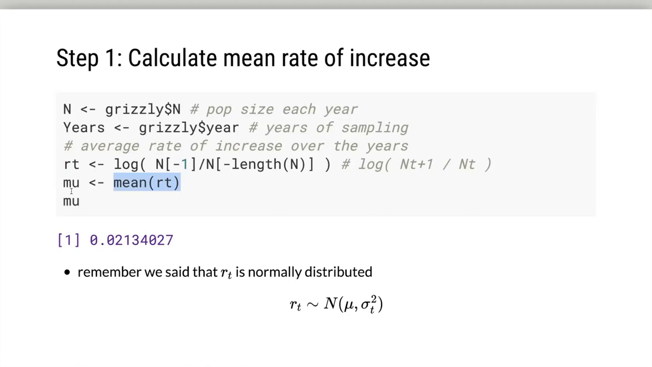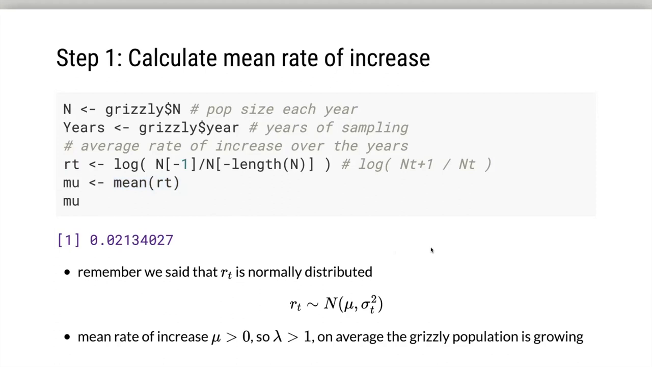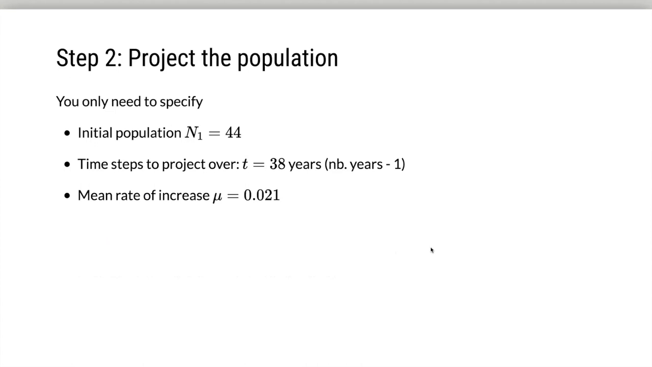In this case, it's equal to 0.02, so it's bigger than zero, which means that the grizzly population on average seems to be growing, okay? Because mu is bigger than zero. So on average the population is growing, but still the population is small at the beginning. So we want to have a better idea of its viability.